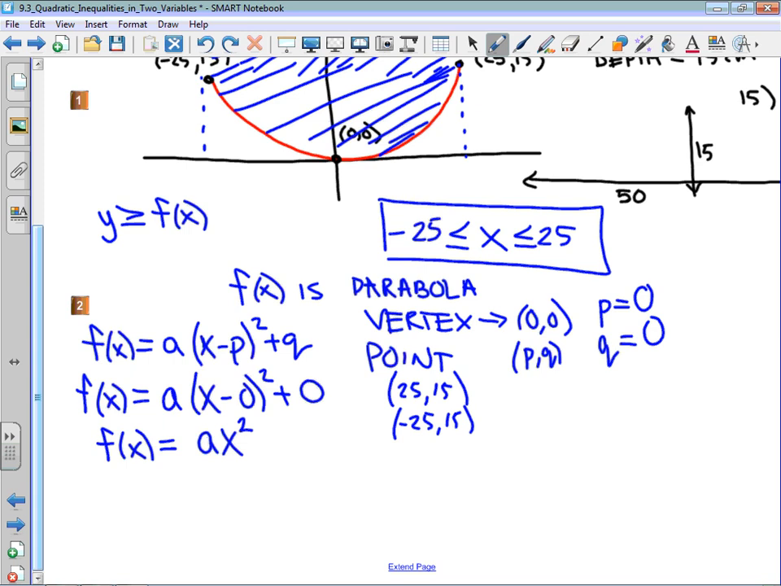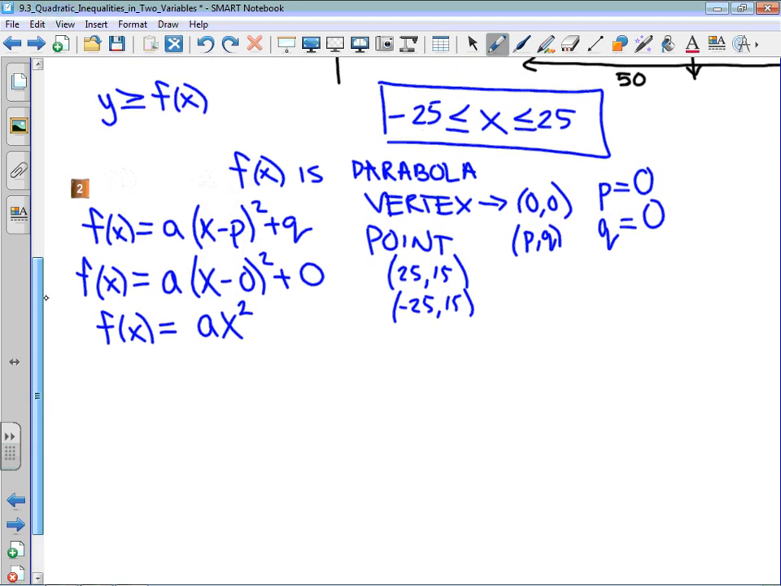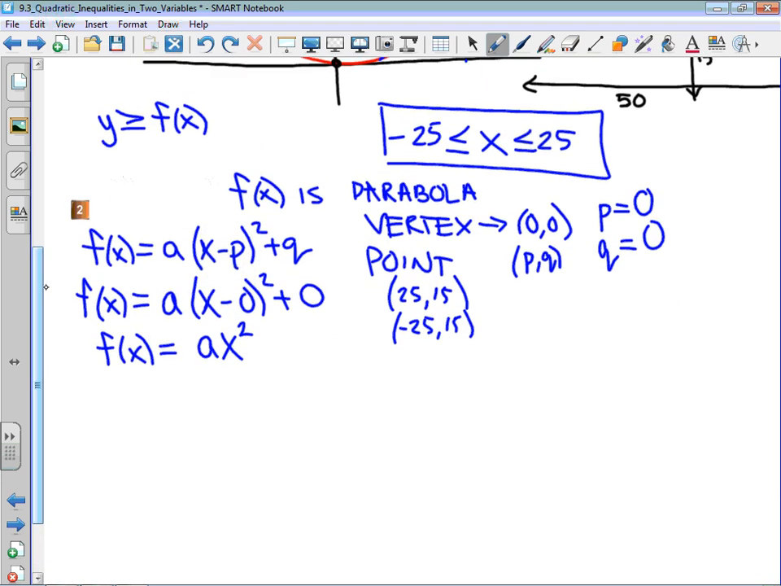That's what ultimately determines it. So in order to find that, we need to find a point that's on the curve. Now, (0, 0) is on the curve. There's no denying that. But if you put (0, 0) in there, it is going to work for any a possible. You can make a negative 500 and it would still work. Probably wouldn't open the right way, but it would still work.